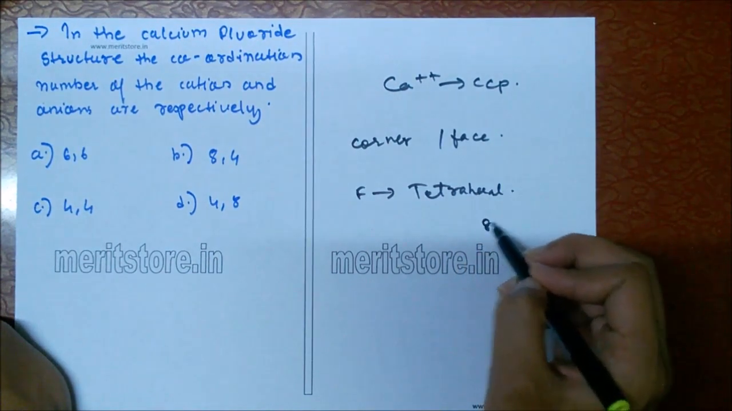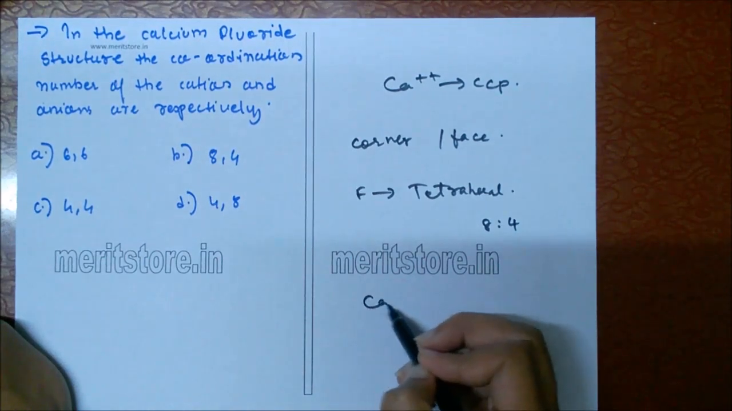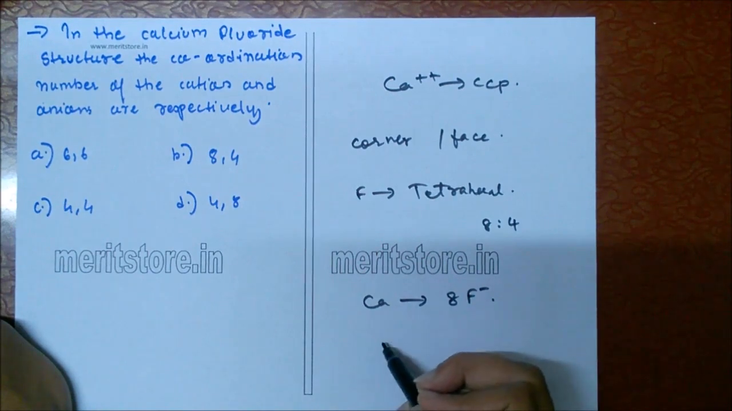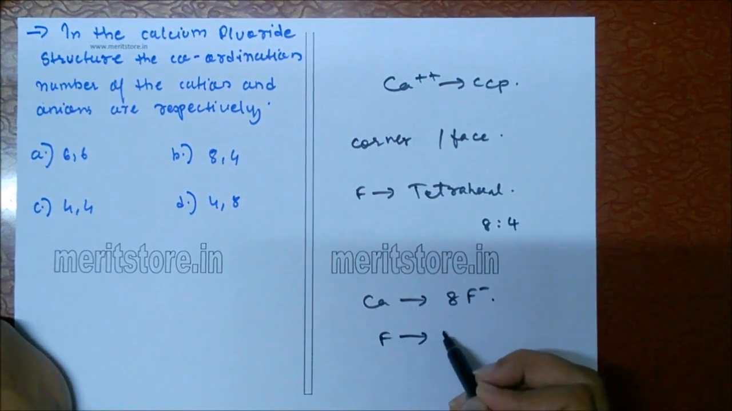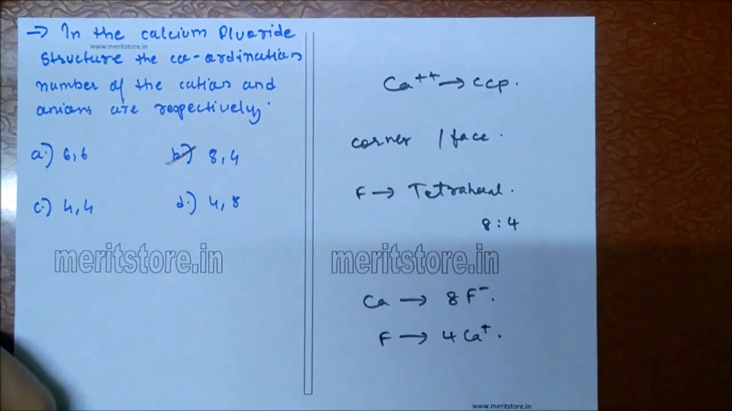This is an 8:4 arrangement, that is, each calcium is surrounded by 8 fluoride ions and each fluoride ion by 4 calcium ions. So option B is the correct answer.